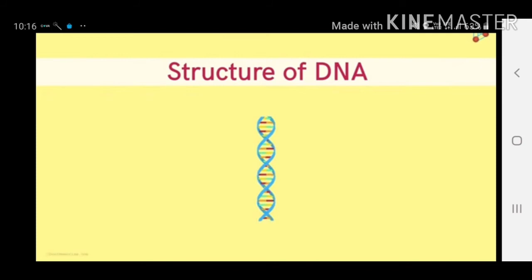So here in the diagram you can see it is a double helix structure, that is, two strands are coiled like a telephone wire, and in between we have the units. So DNA structure is composed of repeated units of nucleotides. Now what are nucleotides? These are made up of three components, that is phosphate, sugar and nitrogenous bases.